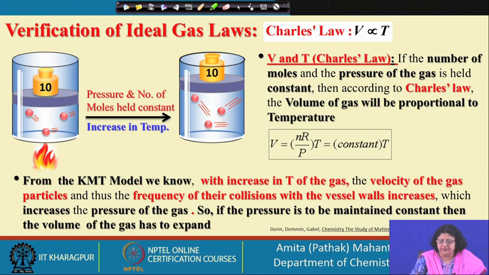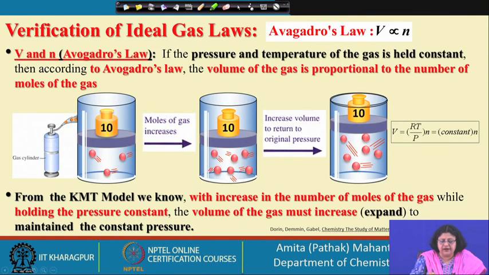This is Charles' law, and then we have Avogadro's law. Avogadro's law, what does it say? If the pressure and temperature of a gas are held constant, then according to Avogadro's law, the volume of the gas is proportional to the number of moles of the gas.